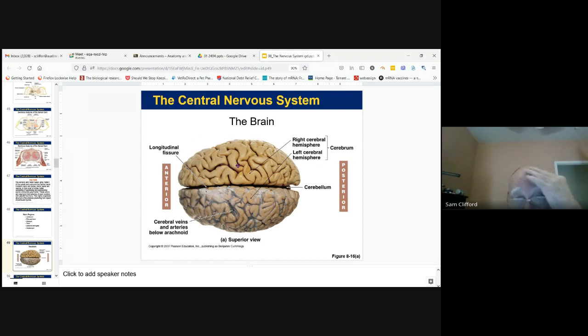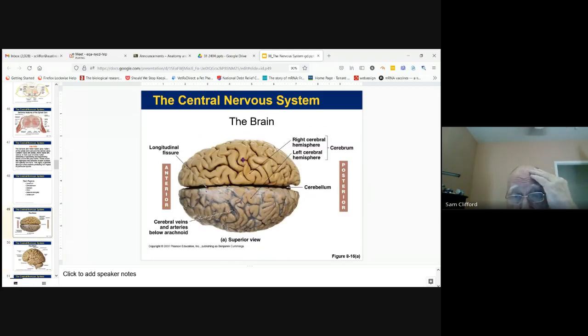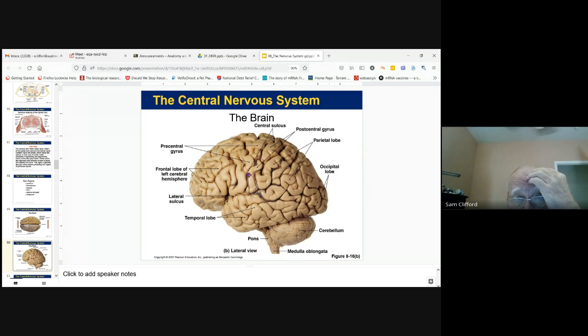So the cerebral hemisphere is arranged in a very, very compact winding together here so that you can get as much nervous matter into the cerebral hemispheres. If you look at a lateral view of the brain, the central sulcus separates the precentral gyrus from the postcentral gyrus behind it.